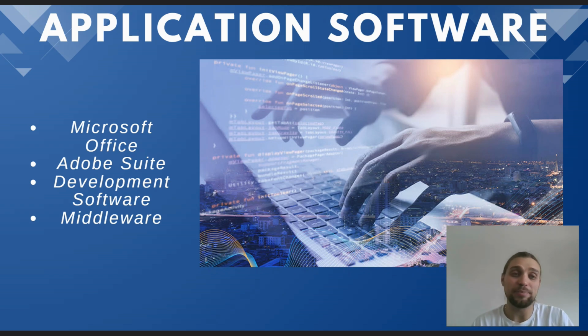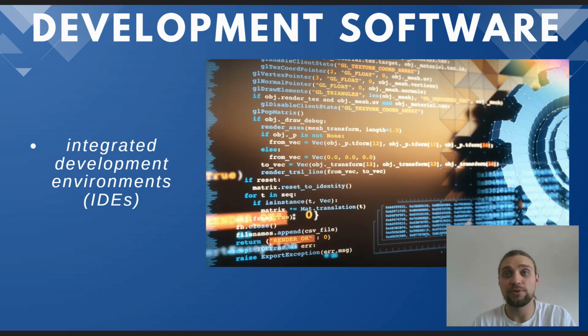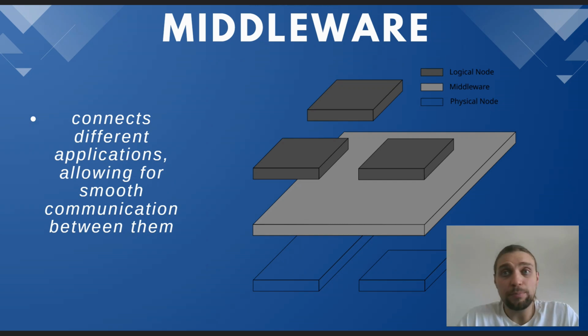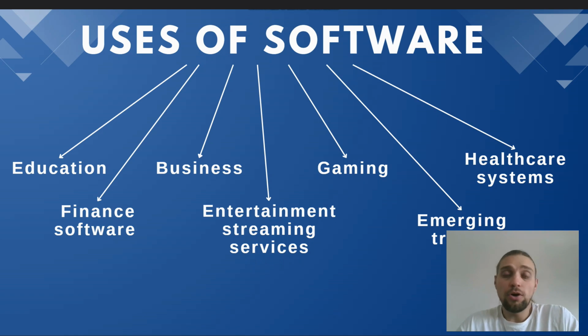Next, there is application software. Think of tools like Microsoft Office for productivity, Adobe Suite for creatives, and a multitude of games designed for entertainment. Then we have development software, which encompasses everything from integrated development environments like Visual Studio to code editors, pivotal for writing and debugging code. And lastly, we can't forget middleware, the unsung hero that connects different applications, allowing for smooth communication between them. Software is all around us.